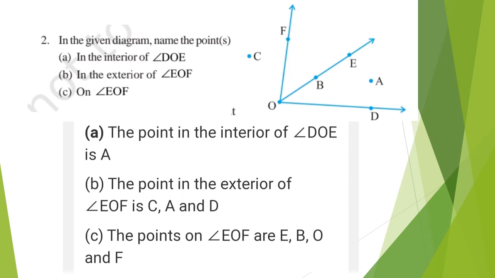Question number 2. In the given diagram, name the points in the interior of angle DOE. The point in the interior of angle DOE is A. In the exterior of angle EOF, the points are C, A and D. The points on angle EOF are E, B, O and F.